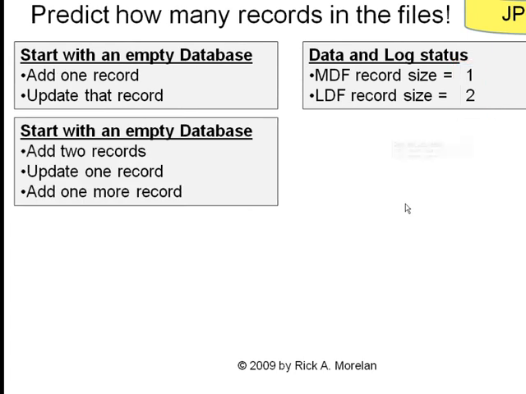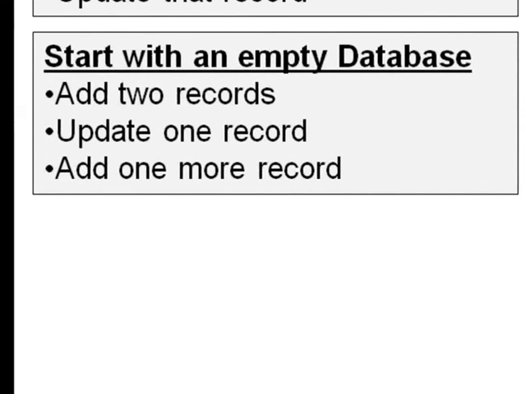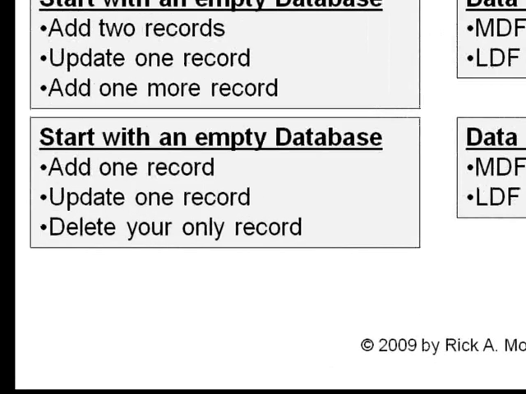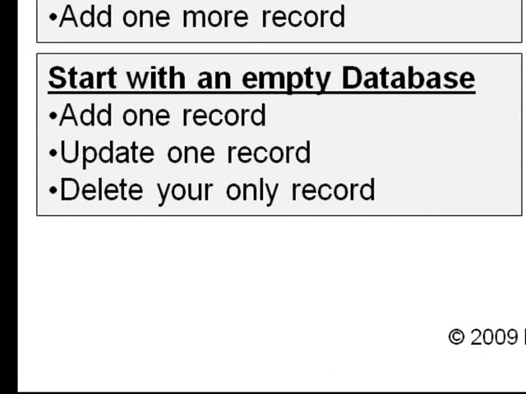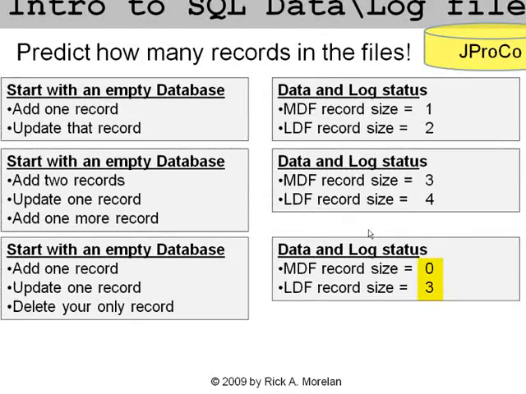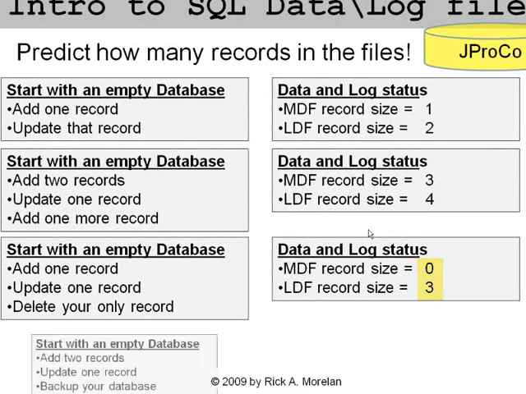All right, how about another scenario? You add 2 records, you update 1 record, and then you add 1 more record. Well, you have 3 records and 4 changes. So now, you add 1 record, you update 1 record, and you delete the only record that you added. Well, that means you got no data, but you have recorded 3 changes.